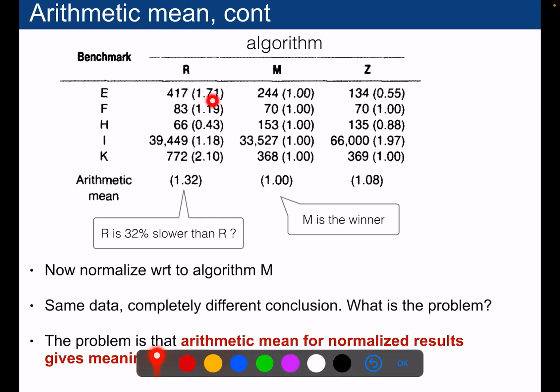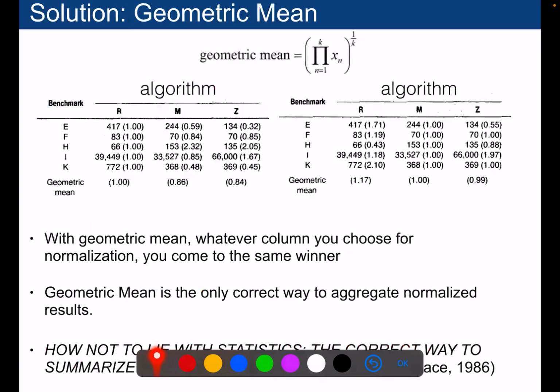What we did here is compute the arithmetic mean to reach that value. And this was not a good idea for normalized results. What should be used instead is the geometric mean. If you use a geometric mean, whatever column you choose for the normalization, you will come to the same winner. So the only correct way to aggregate normalized results is to use the geometric mean.